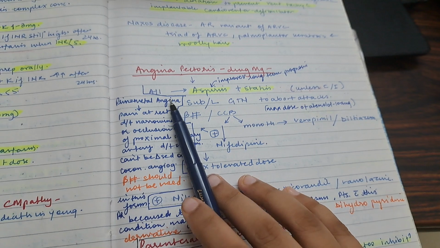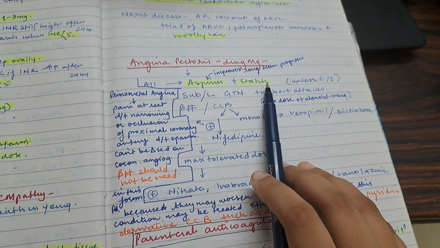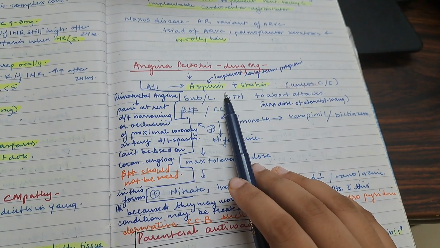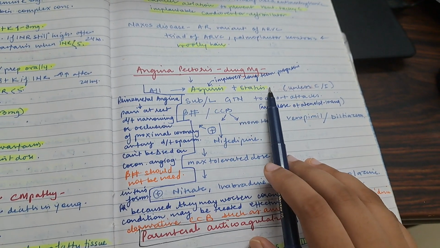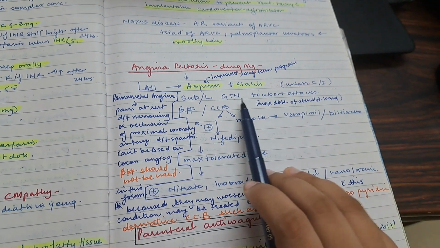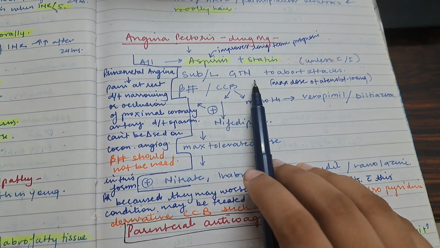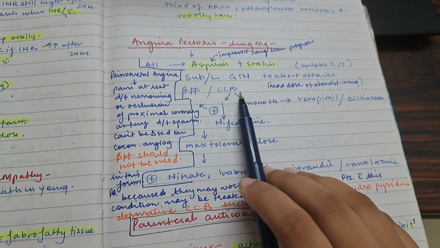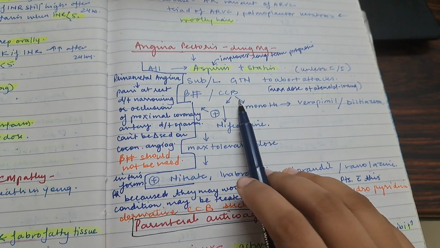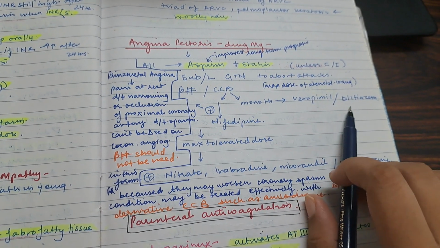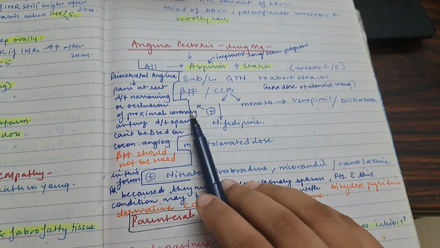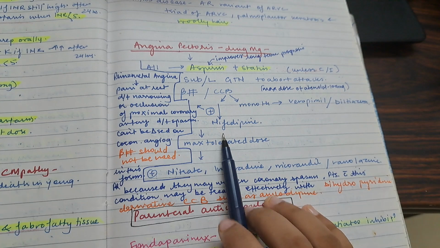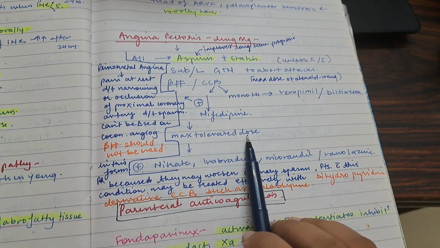Immediately, in all patients, you will start aspirin and a statin. Aspirin is meant to improve long-term prognosis as well in angina, so in all of them you will give aspirin unless it is contraindicated. Sublingual GTN to abort attacks, and then you can give a beta blocker or CCB as monotherapy. For CCB you will prefer verapamil and diltiazem, but if you wish to combine it with a beta blocker, then you need to give it with nifedipine. Now these you can give at the maximum tolerated dose.